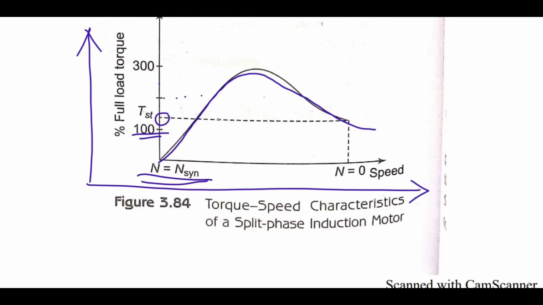Now we may have a question. There are various types, such as split phase, capacitor induction motors and shaded pole motors. Where can we use a particular motor? In that aspect, application makes the difference. It depends on the characteristics, and we use the given type within the required applications.